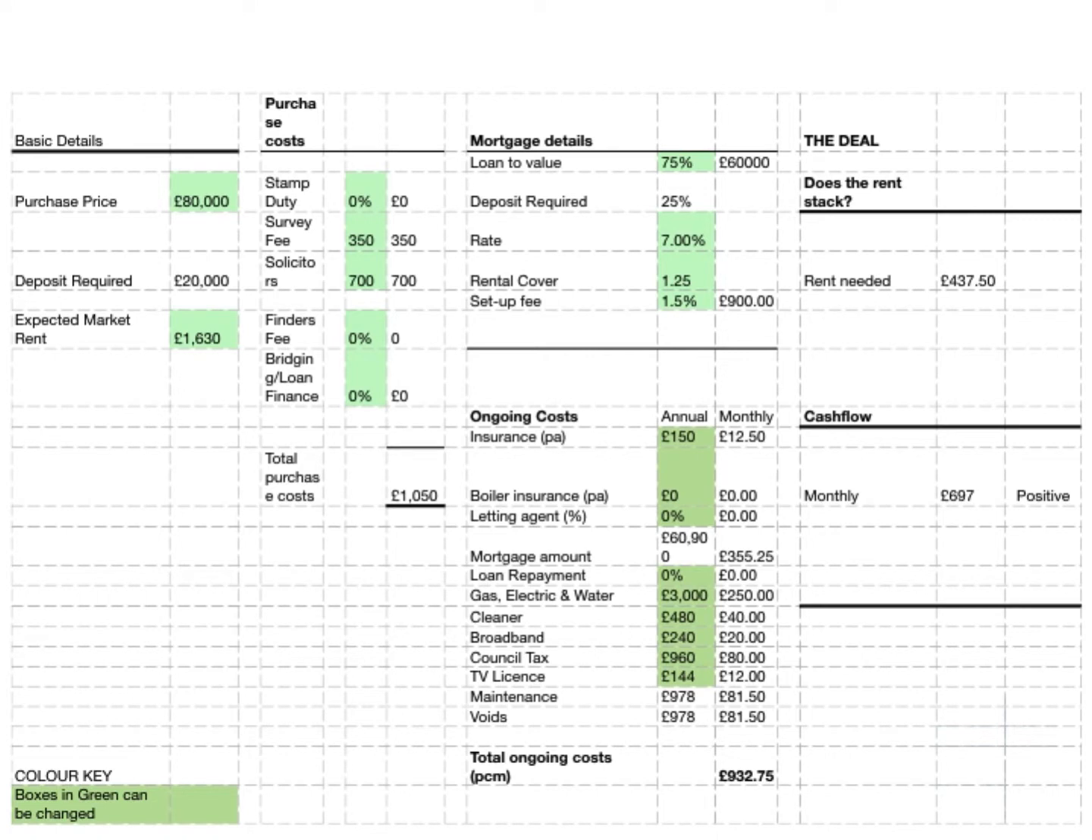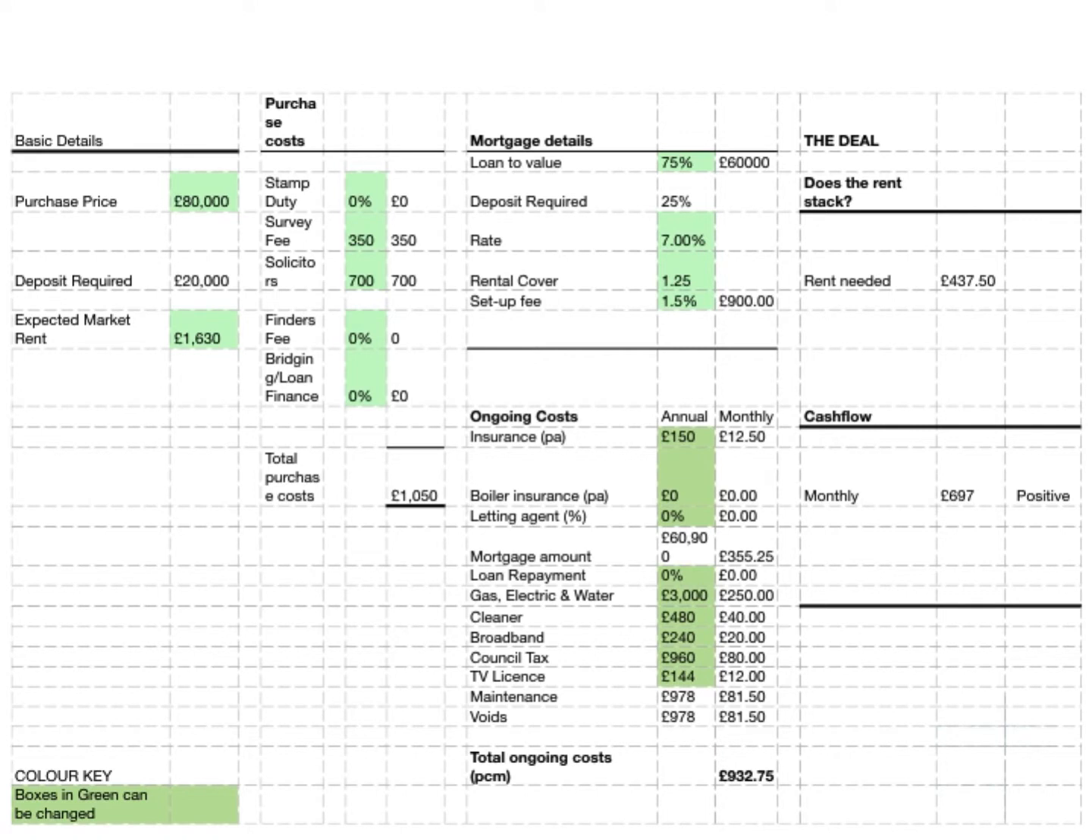Now, looking at the ongoing costs, if you just take out a standard insurance for this sort of property, you might be looking at something like £150 a year, £12.50 a month. Again, I'd encourage you to get very specific to what you need. Now, you might be somebody who's quite experienced, you've got a team around you, and therefore you don't need any boiler insurance or boiler cover, and you've decided that you're not going to use a letting agent. And so there's no fees in there for letting agency. You've got your mortgage amount that you're paying each month. That's obviously something you need to consider in the ongoing costs.